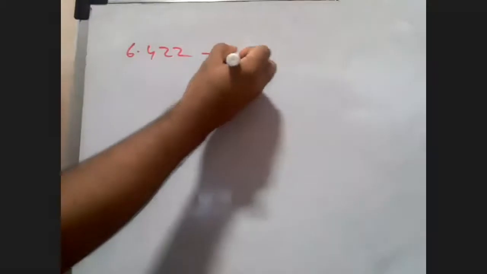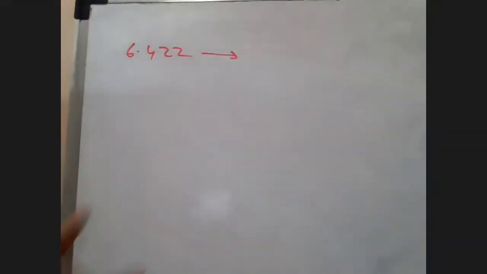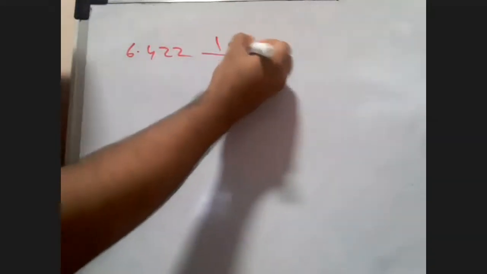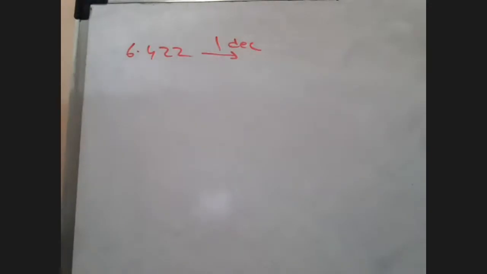I take this number, 6.422, and I want to round this off to one decimal place. So first you see here, but don't tell me the answer now, those who know. Look here. Those who have a doubt, look here. So if I want to round this to one decimal place, first mark what you want to find out.